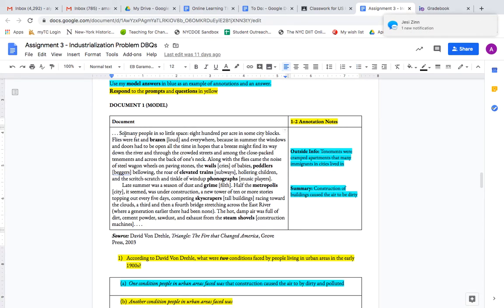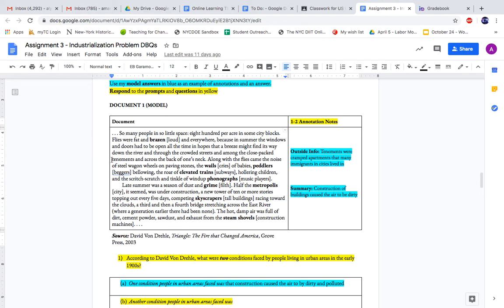Starting here. So many people in so little space. 800 per acre in some city blocks. Flies were fat and brazen, or loud, and everywhere, because in summer the windows and doors had to be open all the time in hopes that a breeze might find its way down the river and through the crowded streets, among the close-packed tenements, and across the back of one's neck.